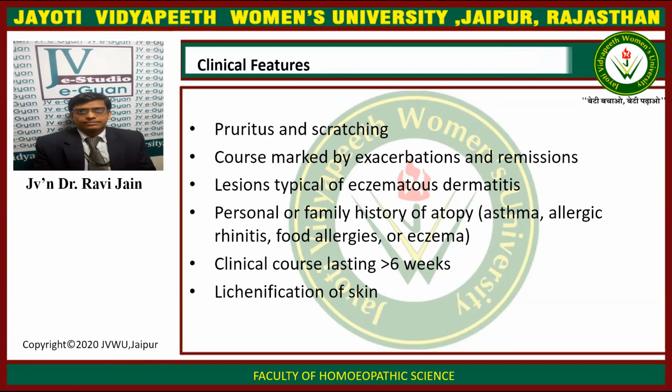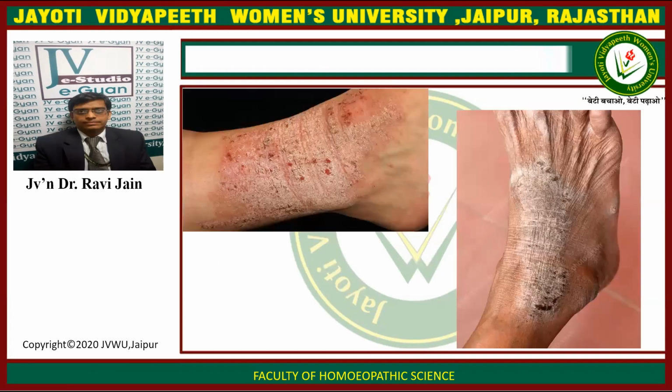There will be a personal or family history of atopy. Atopy means hypersensitivity, which includes allergic rhinitis, asthma, food allergies, and eczema. The family history will always be positive. The clinical course will last for greater than 6 weeks, and lichenification of the skin will be present. This is the lichenification of the skin.